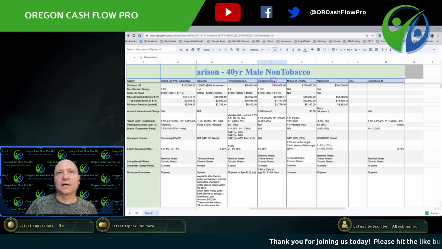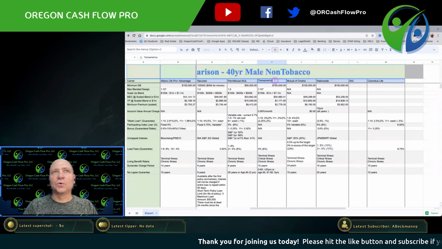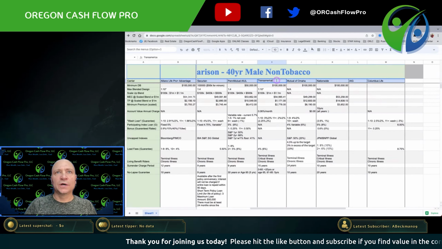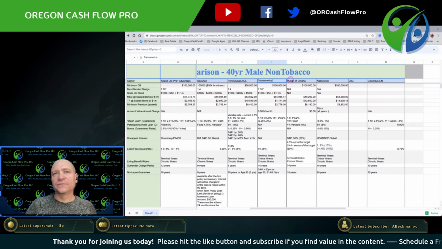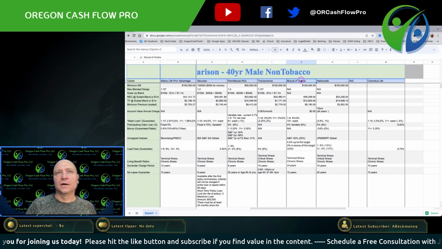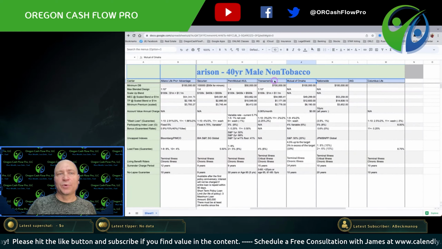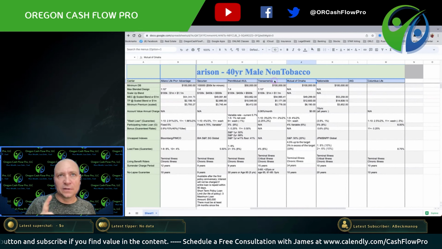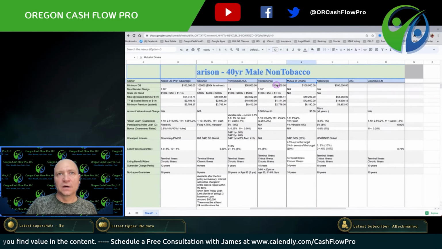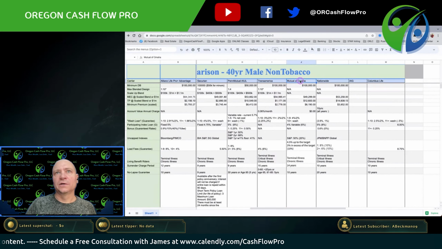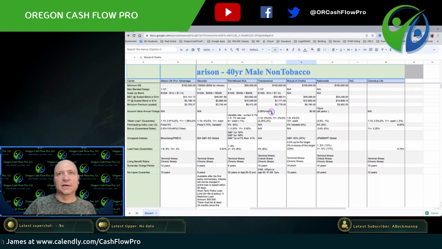Then we have Transamerica. This is their older product, not the new one. I'll have to get the name up there on that one. Just know this is their old product. They have a new product that came out the beginning of 2023. These are the numbers for the old product. Mutual of Omaha, Nationwide, AIG, and Columbus Life. So those are our contenders.